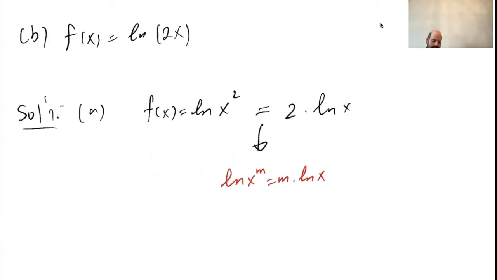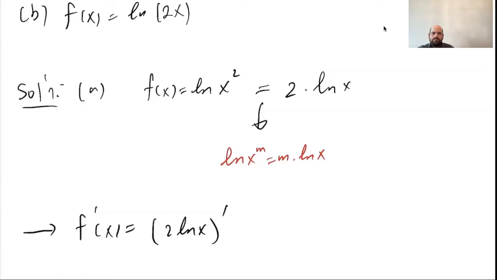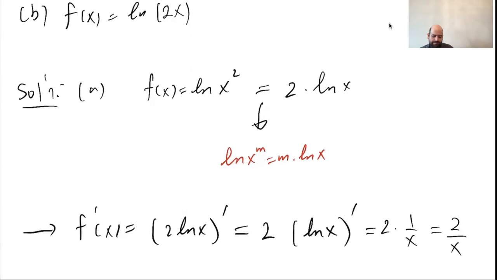And therefore, f prime of x, I can easily calculate it. F prime of x will be the derivative of 2 times ln x. Now, for a constant times a function, in the derivative I can just take the constant out. So 2 comes out, and then the derivative of ln x. The derivative of ln x, we know, is 1 over x. So 2 times 1 over x, and the answer is 2 over x.